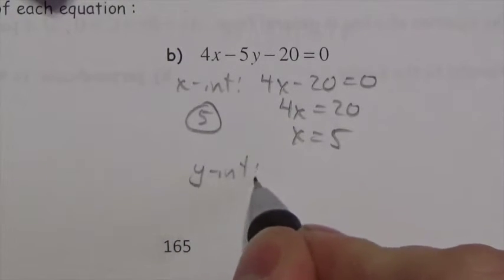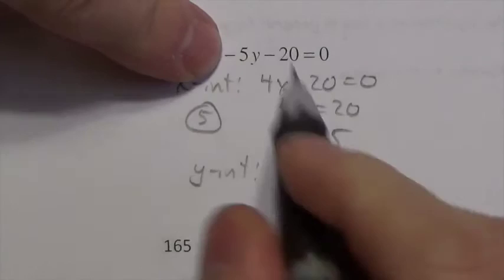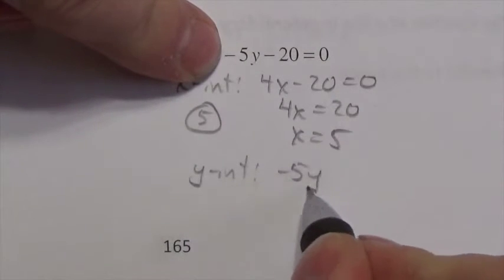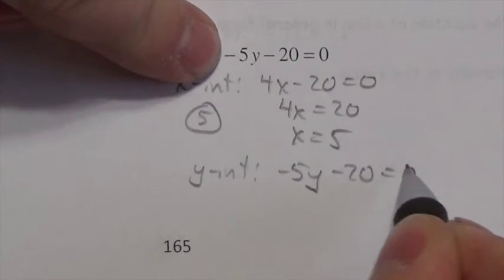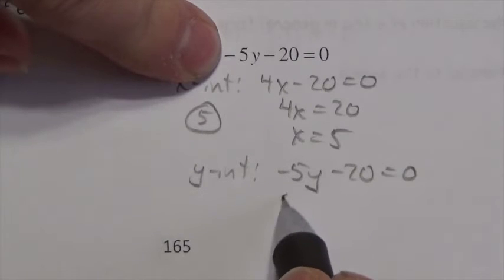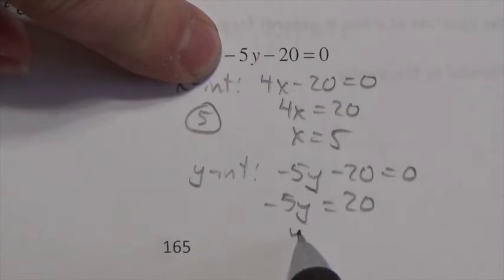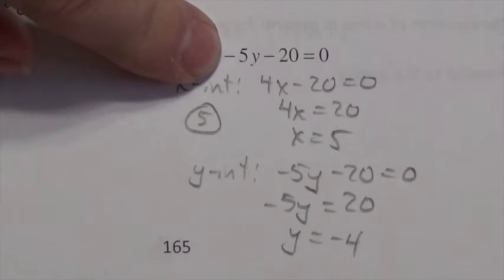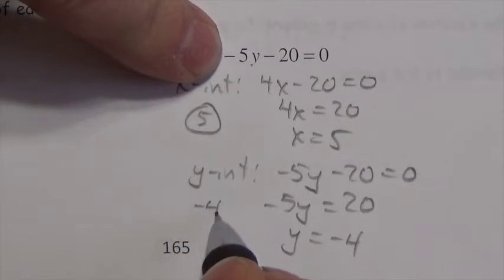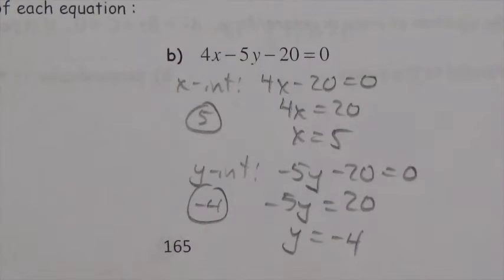For our y-intercept, we're going to let x go to 0, which gives us negative 5y minus 20 is equal to 0. So negative 5y, bring the 20 over, it becomes positive, and then divide, so y is equal to negative 4. So our y-intercept here is negative 4. That's all you have to do.